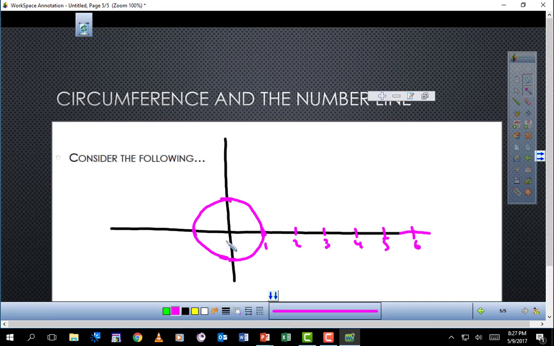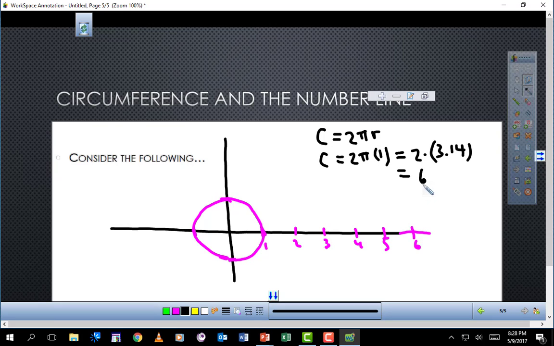Okay, so now here's what you have to imagine. Well, first of all, let's find the circumference around the circle. You guys know from geometry that the circumference is equal to 2 pi r. Well, in this case, the radius is 1, so circumference is equal to 2 pi times 1. So the distance going around this circle is exactly equal to 2 pi. Now, if you multiply this out in your calculator, remember pi is 3.14, so this is equal to 2 times 3.14. If you multiply that out, you get approximately 6.28, okay?